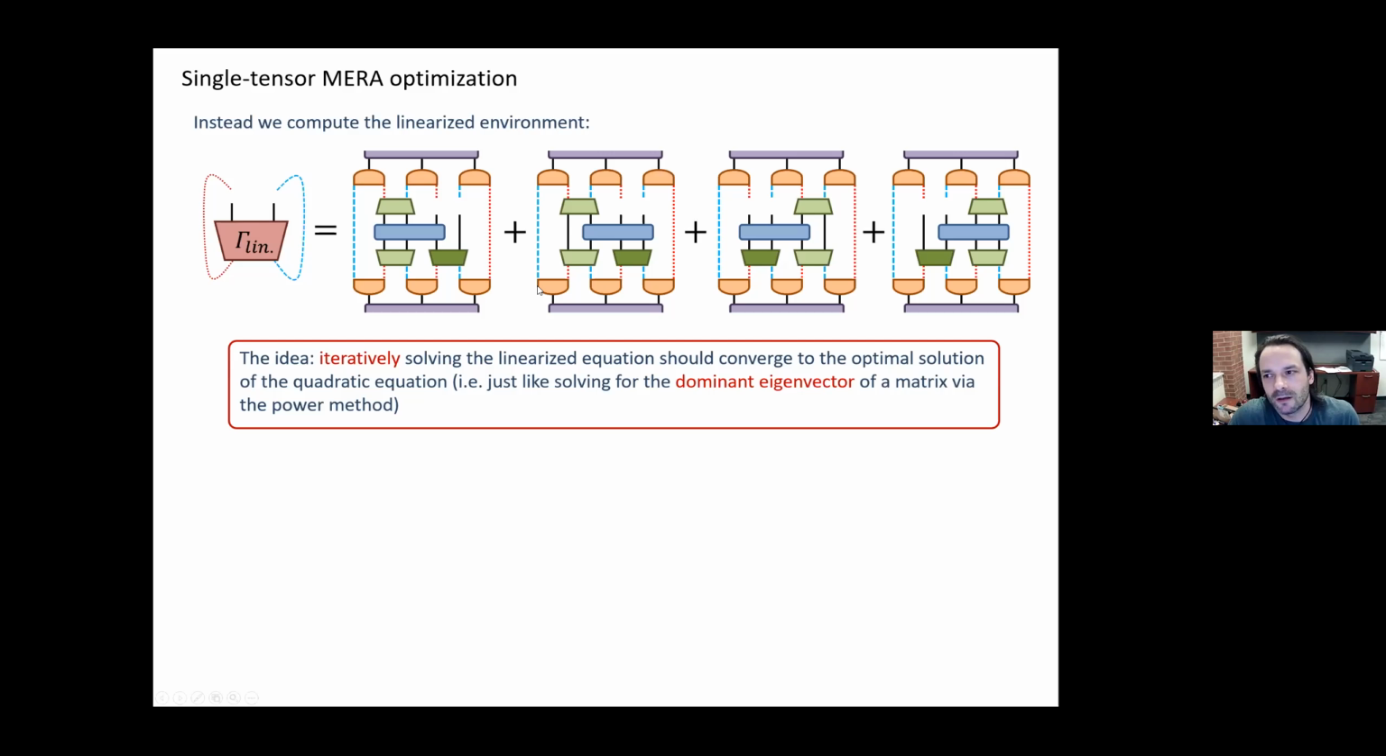So rather than removing U and U dagger, we just keep U dagger fixed and remove only the U part. We're essentially linearizing a quadratic equation, something that's quadratic in U. The idea is that if we were to solve this linearized version several times over, it should eventually converge to the optimal solution of the quadratic problem, just like finding the dominant eigenvector of a matrix via the power method.